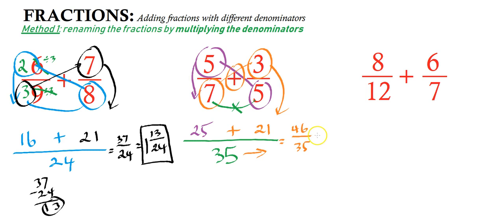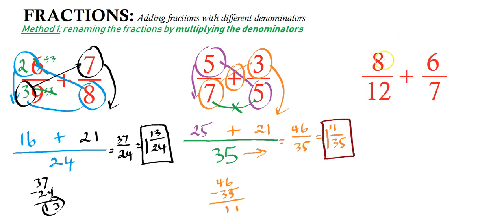46 divided by 35 gives us 1. What's the remainder? Well, let's do a quick subtraction. 46 minus 35 gives us 11, right? That's not a very good 11. So it's 11 over 35. Can we simplify 11 over 35? No, we can't. So that becomes the final solution.